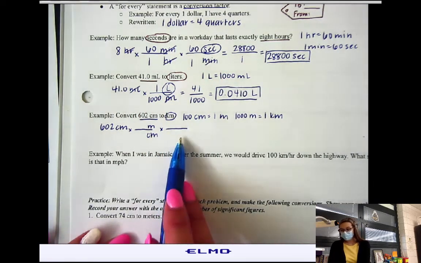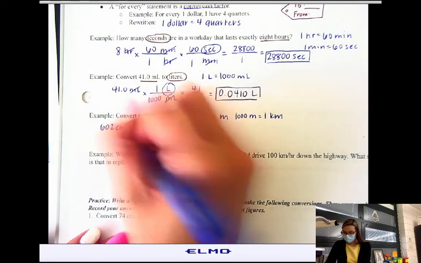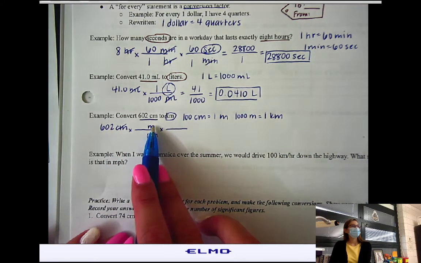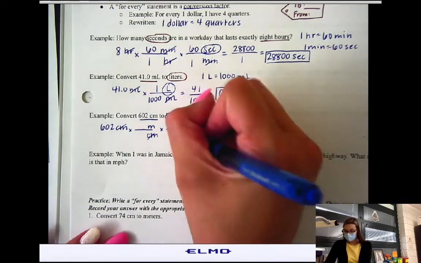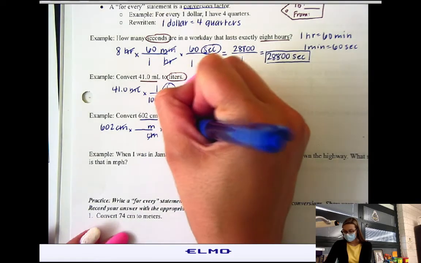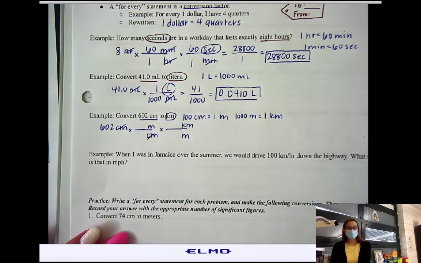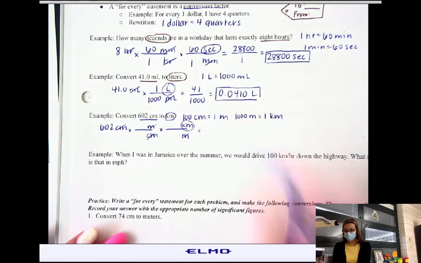And then the next step, so now centimeters cancels, I'm at meters. I don't want meters, I want kilometers. So meters needs to go on the bottom to cancel. Kilometers is going to go on the top. Now meters cancel, I'm left with kilometers.